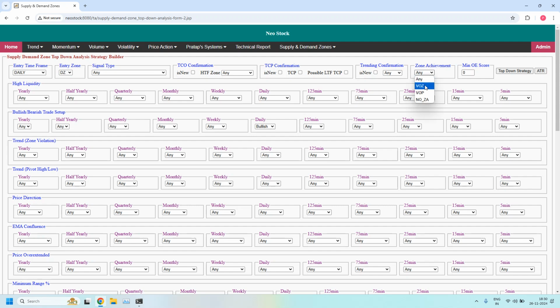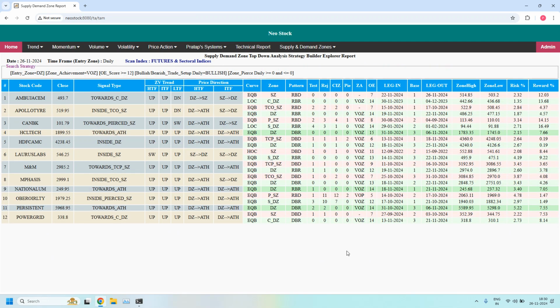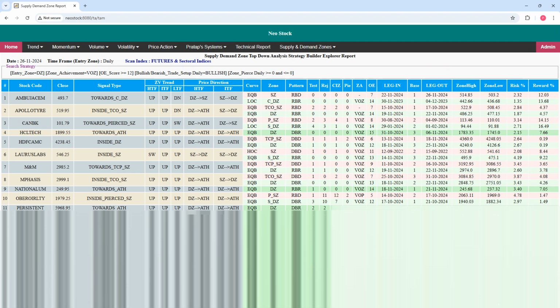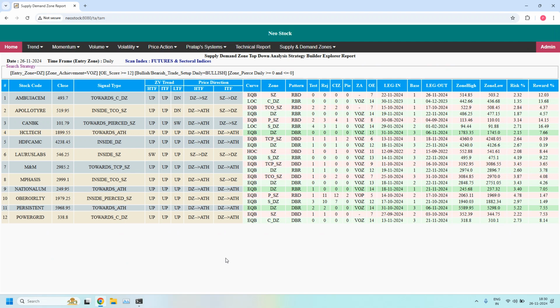Zone achievement violated opposing zone, minimum odd and enhanced score 12. All the three filters are applied to daily demand zone. So we got 12 stocks. Currently these 12 stocks are supporting bullish trade setup for monthly income trade. The entry zones are daily demand zones. Out of these 12 daily demand zones, there could be some high probability setup zones might be available. We need to find them.